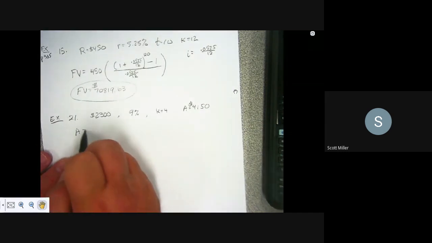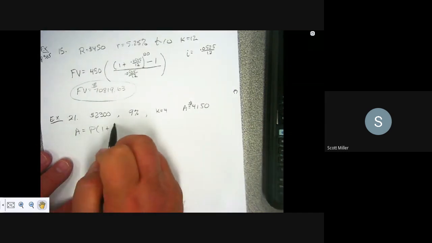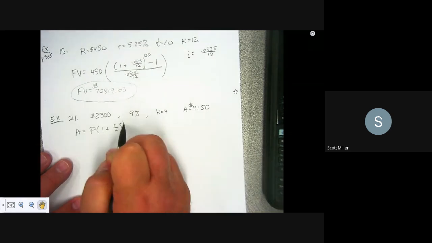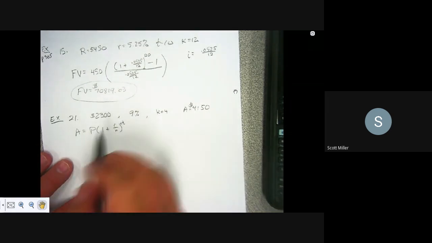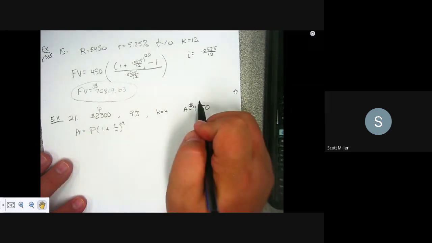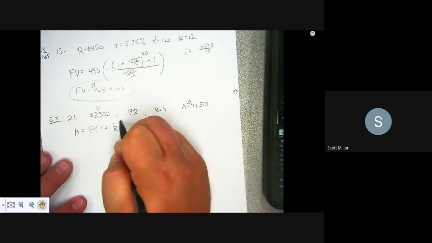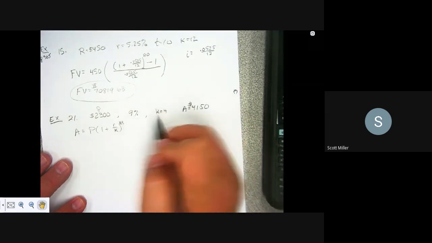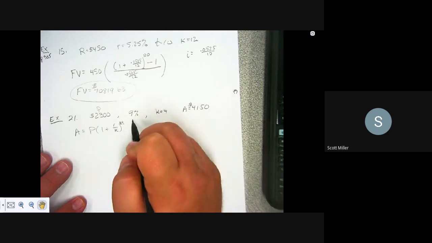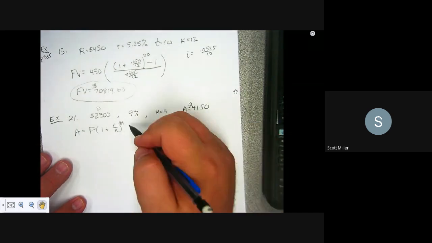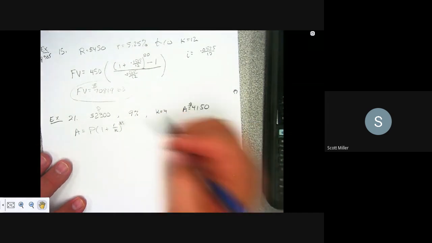Here's the formula again. A equals P times 1 plus R over K, raised to K times T. And I've given you P. I've given you A. I've given you K, and I've given you R. So what are we looking for? We're looking for the time, because we want to know how long.